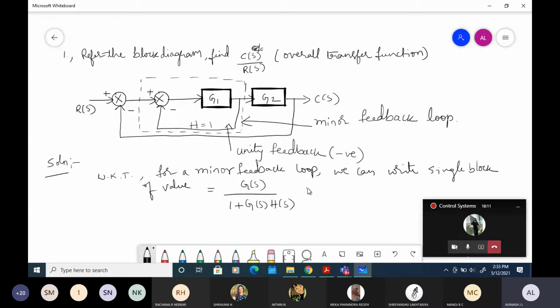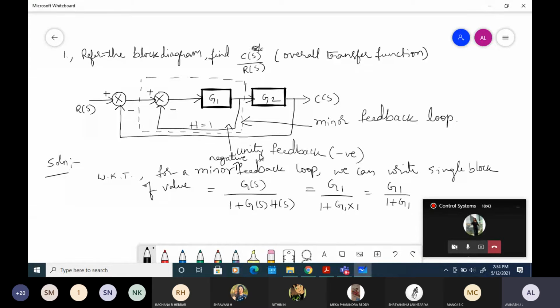So now here, what is the G of S value? G of S value is G1 divided by 1 plus G1 into H of S, and H of S is 1. So that particular block value is G1 divided by 1 plus G1. So why is it plus? Because there is a negative feedback. Clear? For a minor negative feedback loop, this is the thing.